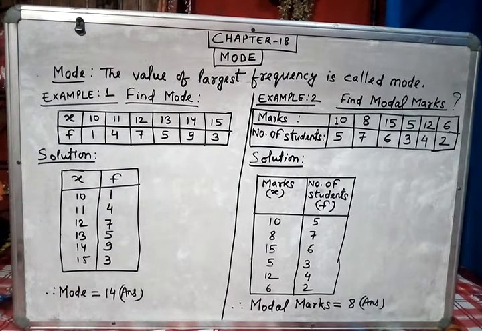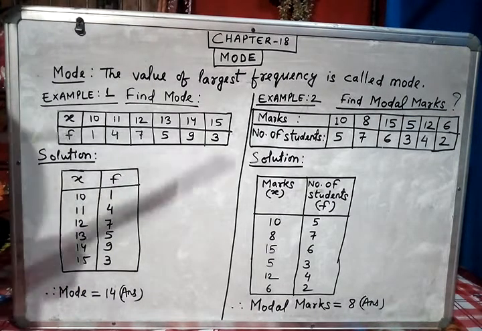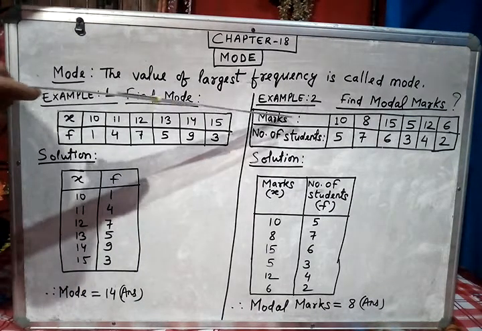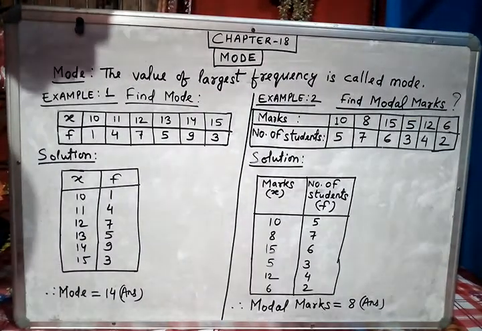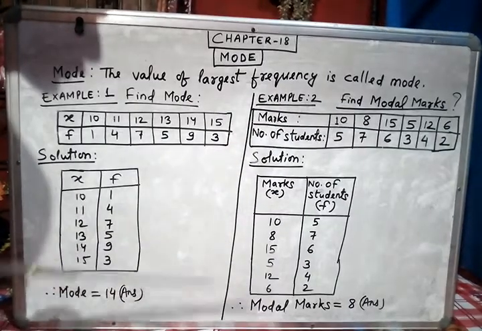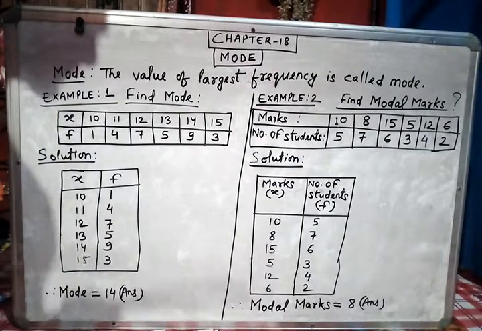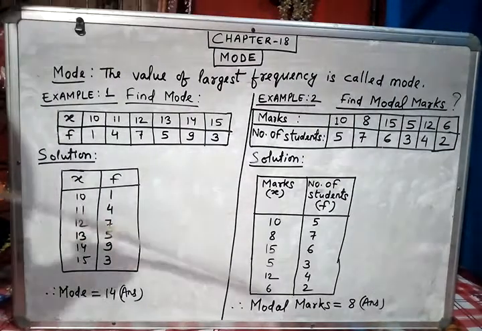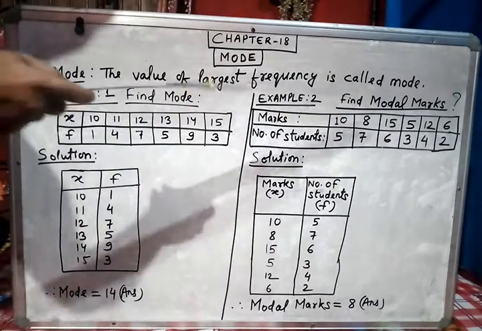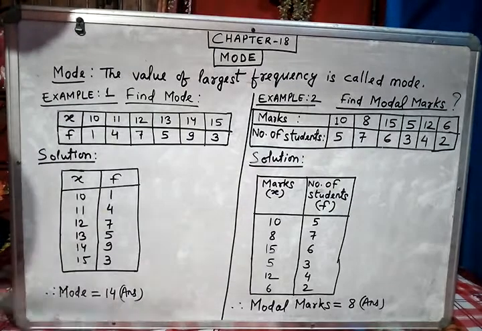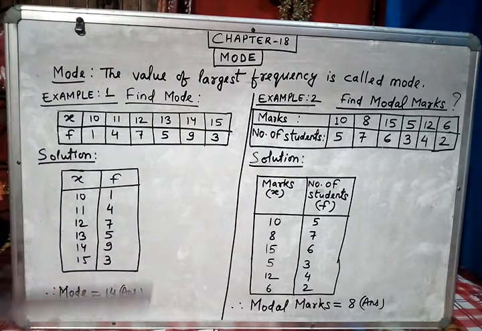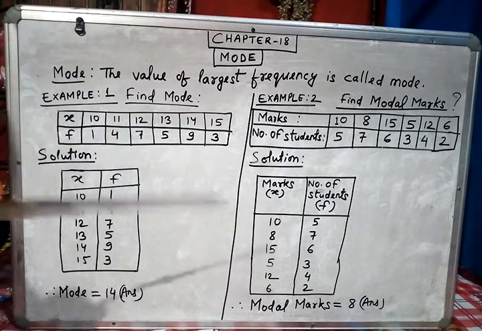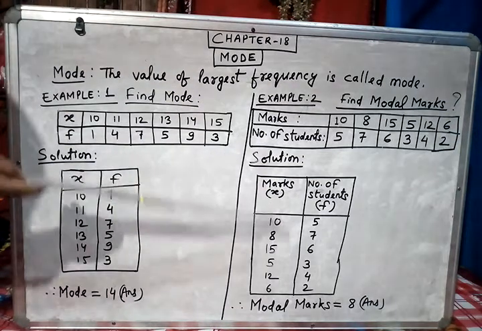One more thing I want to say, children. In median, when we write any x variable or marks, we write them in ascending order. But in mode, we need not write in ascending order. We can just copy down the question in exactly the form it is. But I want to remind you, while finding median, we have to write these marks in ascending order.